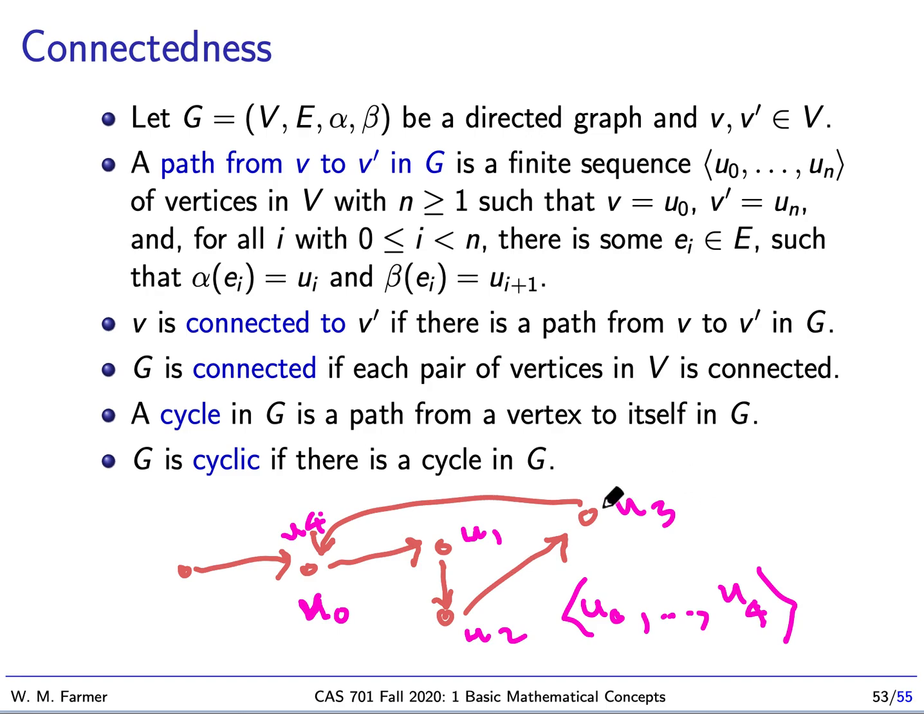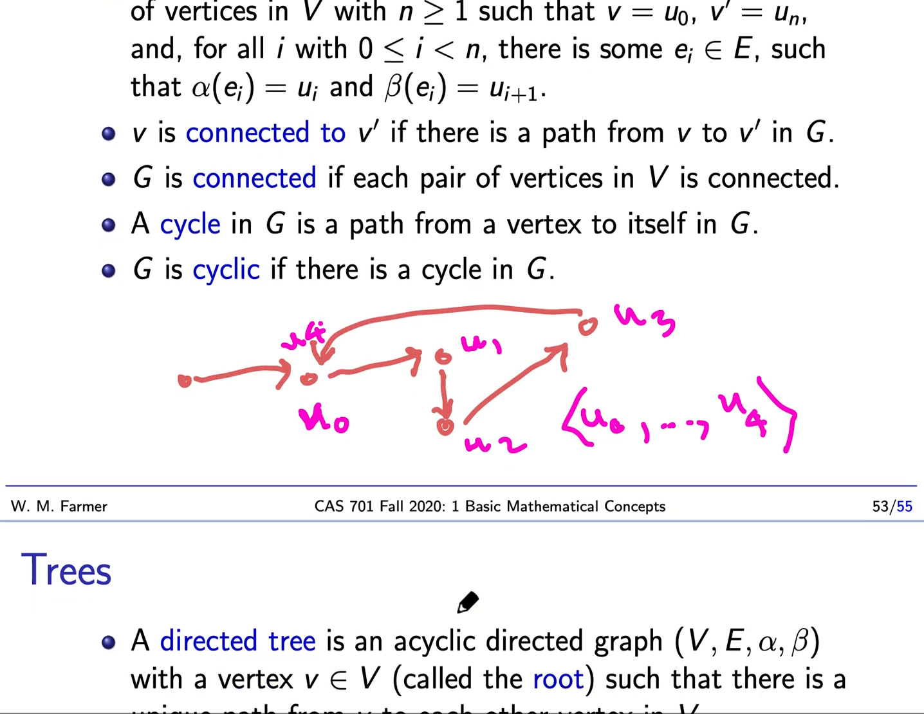Then a cycle will be a path like this one, where we start at U0 and we get back to U4, but U0 and U4 are the same vertex. And we'd say G is cyclic if there is some cycle in G. So these are important notions.